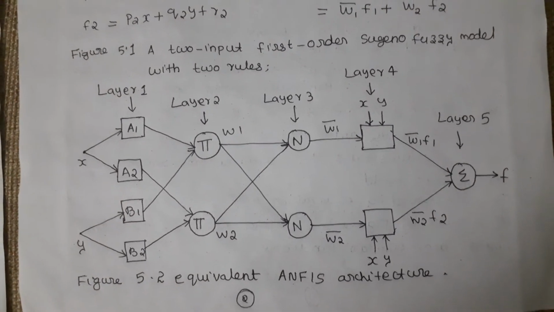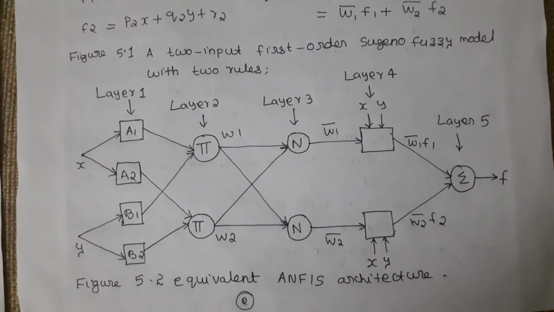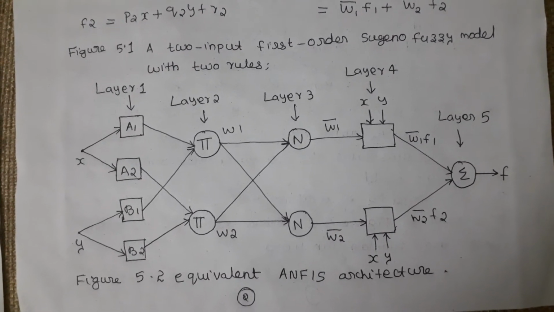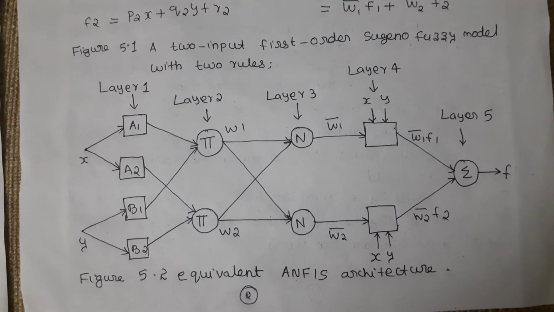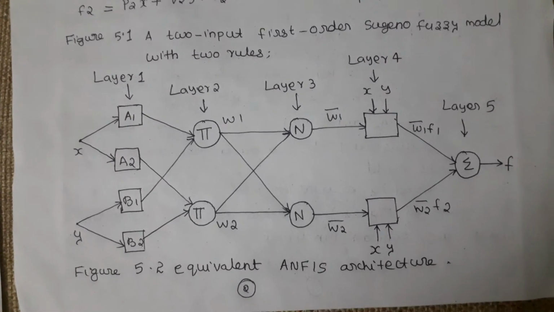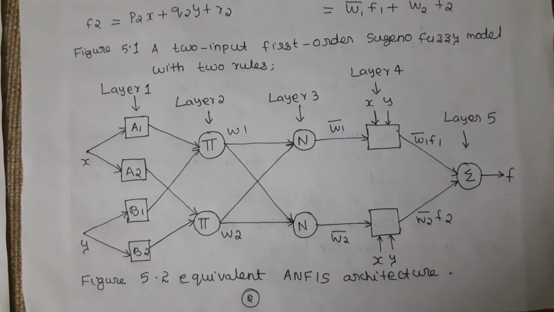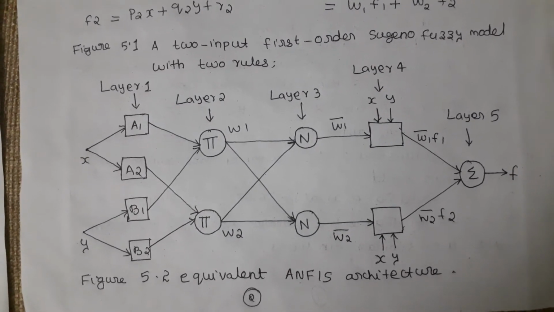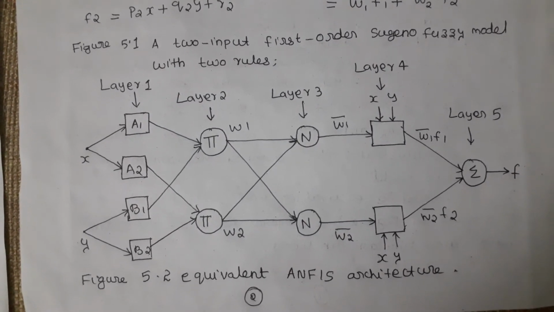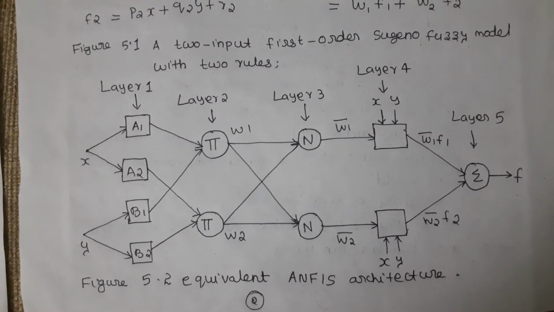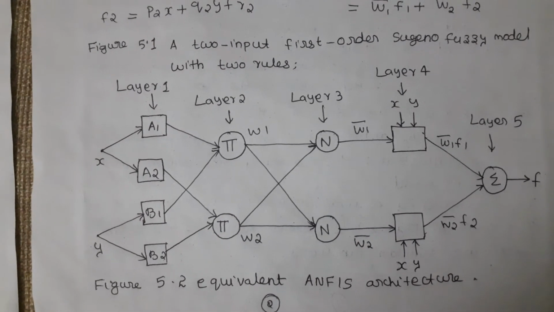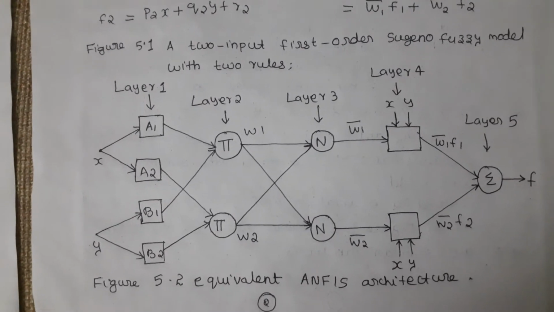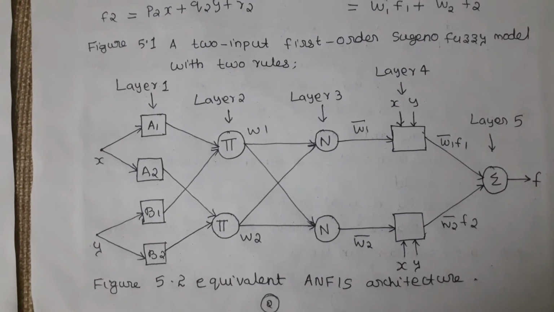In the last video, we constructed an equivalent ANFIS architecture for a 2-input first-order Sugeno fuzzy model with 2 rules. Now let us see how to train this adaptive neuro-fuzzy inference system. For that, we can use the hybrid learning algorithm. What is the hybrid learning algorithm?